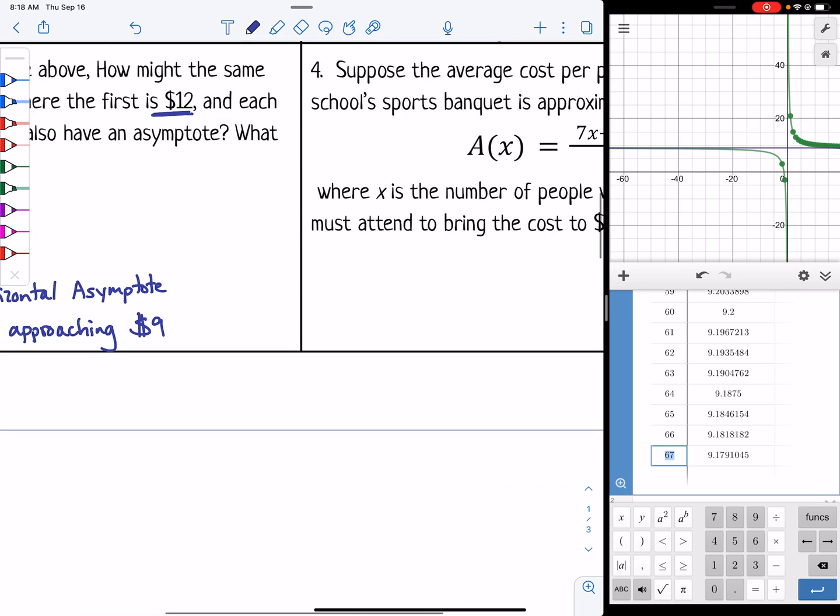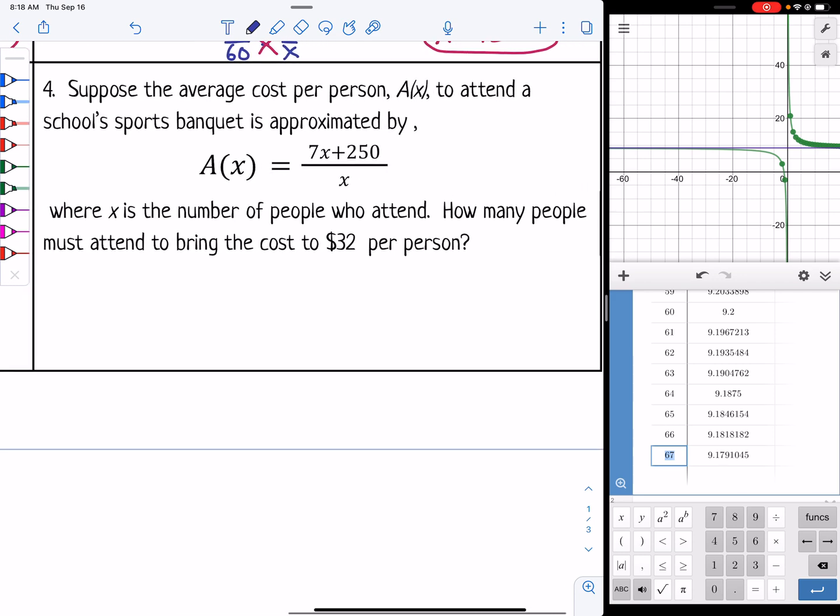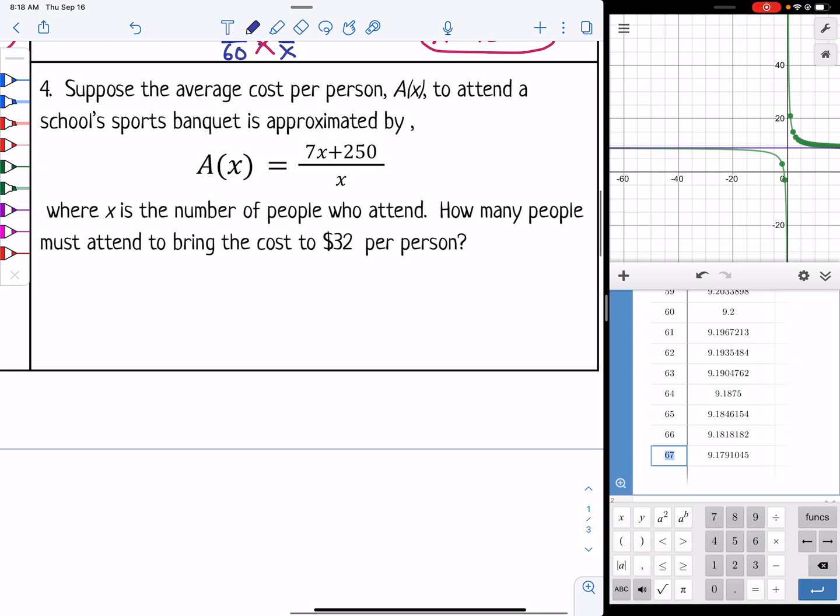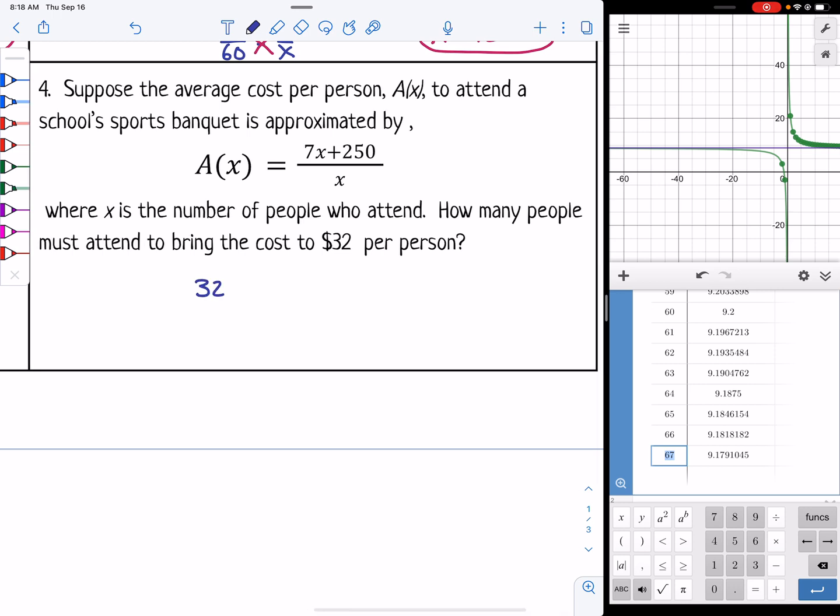Okay, so let's get another one of those. They said, suppose the average cost per person to attend a school's sports banquet is approximated by A of x equals 7x plus 250 over x, where x is the number of people who attend. How many people must attend to bring the cost to $32 per person? So if you want the cost to be $32 per person, you got to set that over here as the cost per person. That's sort of like your final amount.